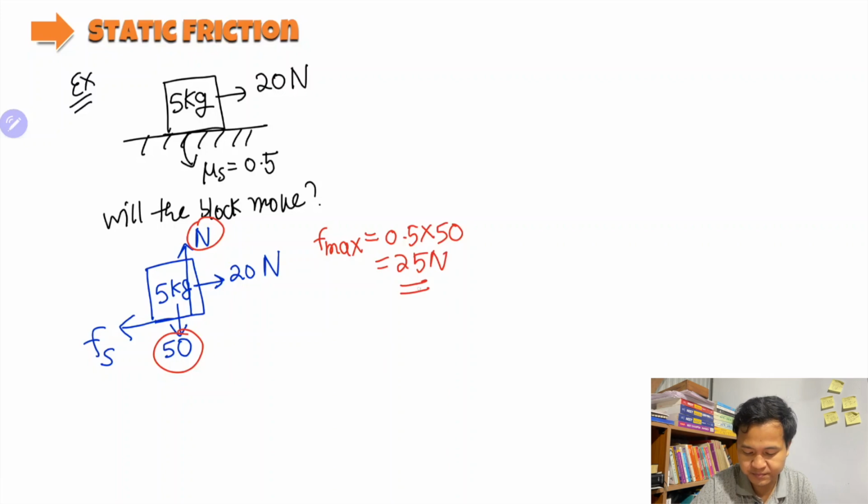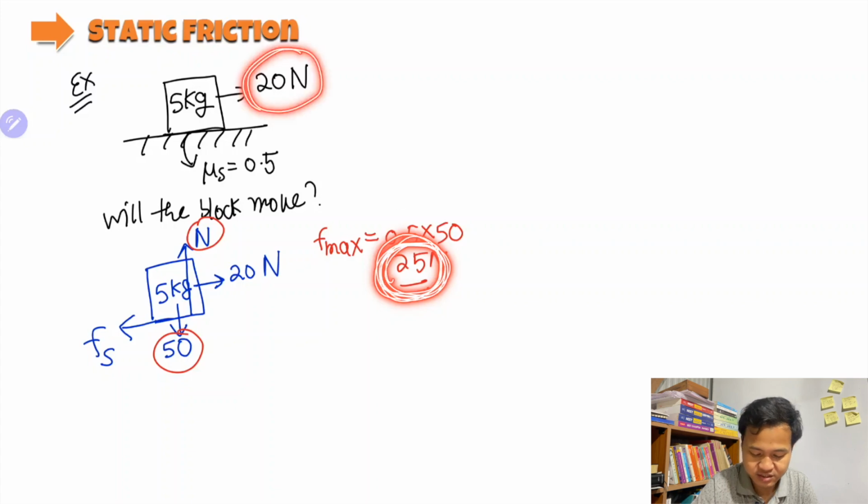25 Newton. So here you can see that the maximum value, the limiting friction, is greater than the external force. That means the friction is strong enough to cancel out this force. The body will not move.